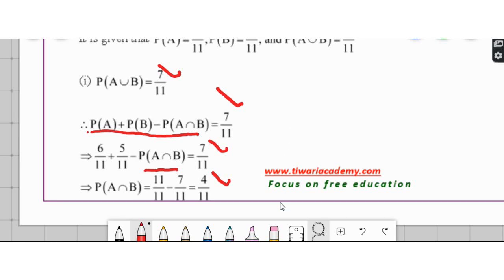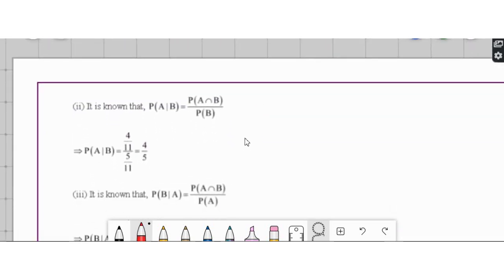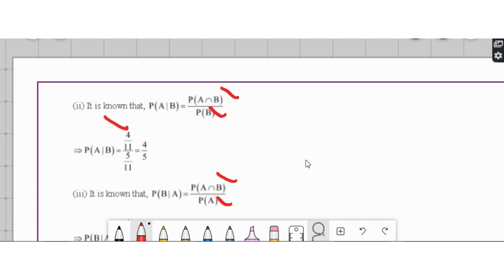Once you have the intersection, then I think P of A by B and P of B by A are not difficult, because intersection is available, P of B is available. Intersection we already obtained, P of A is available. Replace that value. P of A intersection B is 4 by 11, that we obtained. P of B is 5 upon 11, so the answer is 4 by 5.